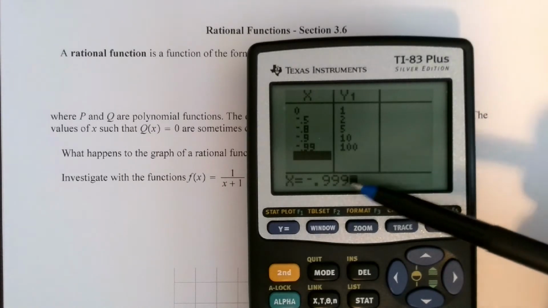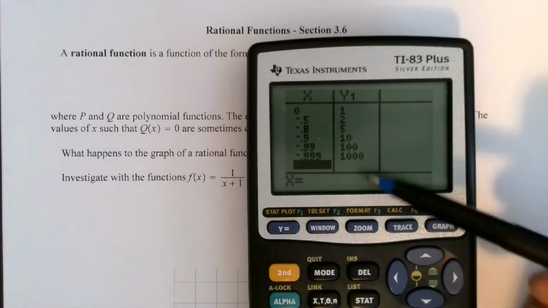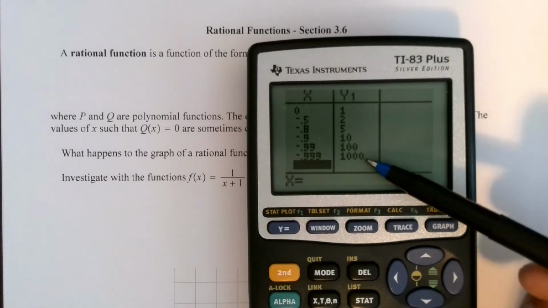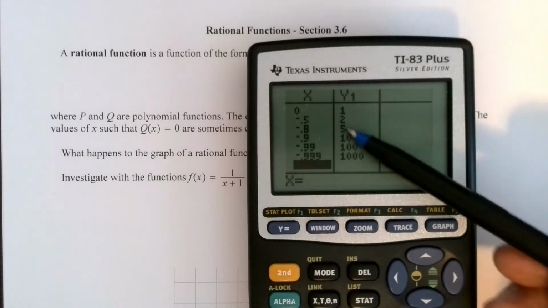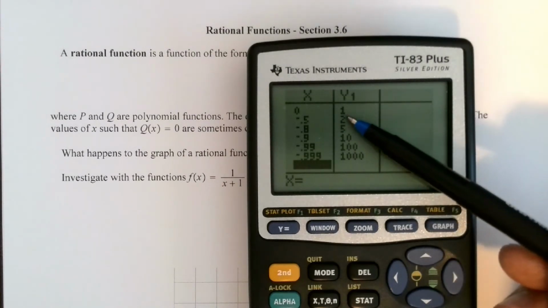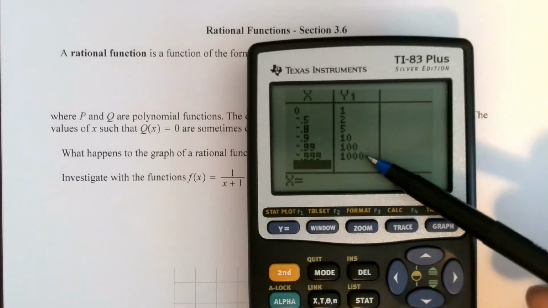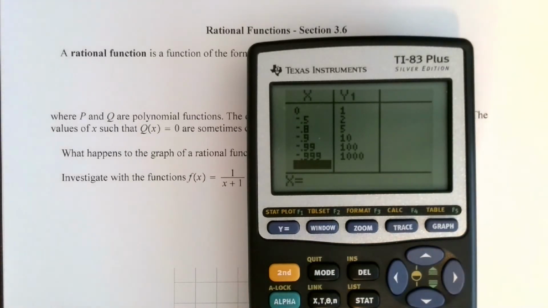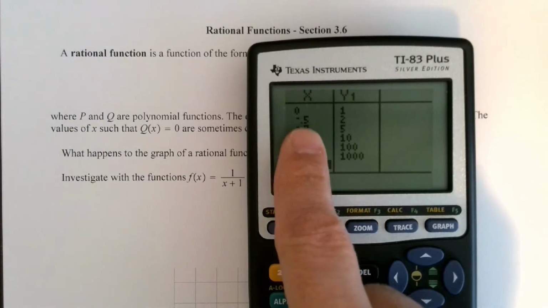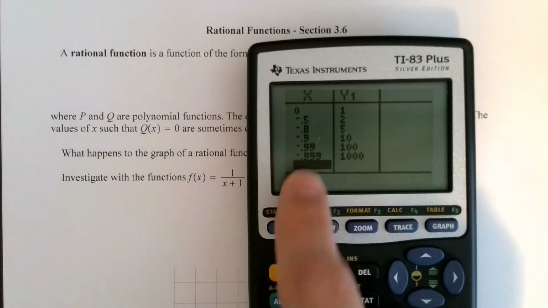9 thousandths. But look what happens when I change that, or evaluate that. The output is now 1,000. Again, 10 times more. Okay? So something interesting is happening. As we get closer and closer to -1 from one side, the output seems to be getting very, very large. Okay? I can also get close to -1. These values are all greater than -1.